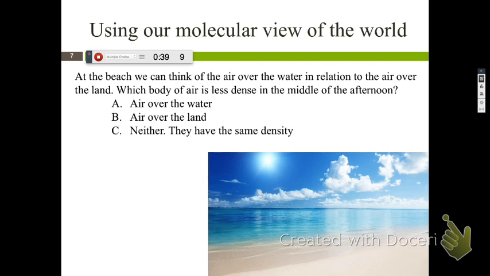All right, so let's think about the density of the air in the middle of the afternoon. Go ahead and talk to your neighbor. Try to figure out what I'm getting at here. All right, you guys are 50-50. Try to figure out how to justify one of these two answers.